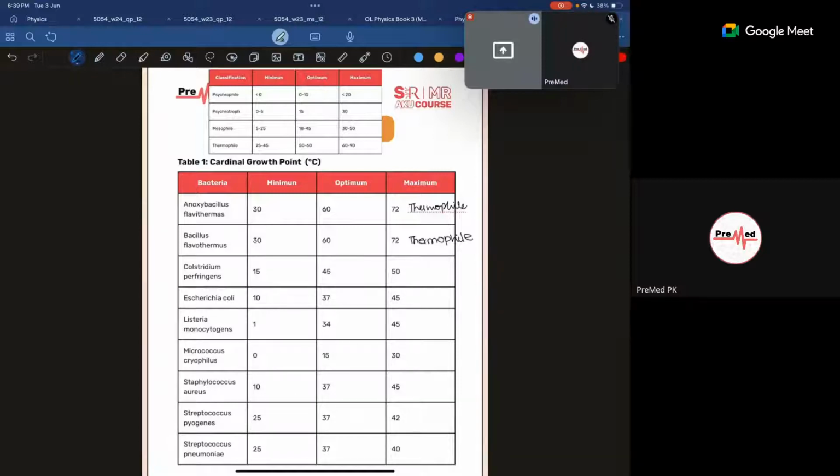The third one has a minimum of 15, which fits in the mesophile category, as we can see. Optimum of 45, that is also fitting into the mesophile category, and a maximum of 50, that is also fitting into this category. So this will be a mesophile. E. coli, we can see, has a minimum of 10, that fits again in the mesophile category, optimum of 37, which is fitting in this again, and a maximum of 45. This makes it another mesophile.